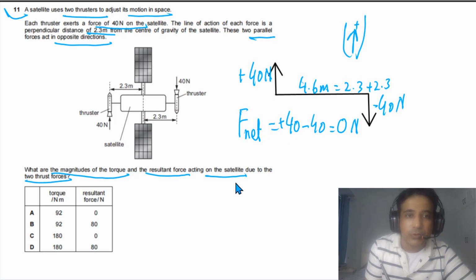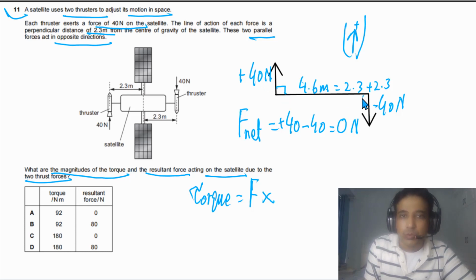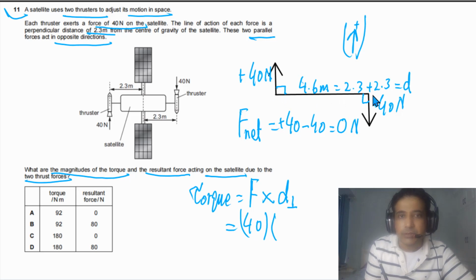The second thing we need to calculate is the torque of a couple. Torque of a couple is equal to one force times the distance between the two forces, the perpendicular distance between the two forces. Perpendicular distance in this case we can simply call d. So let's label this one, this is d, and d is the perpendicular distance. In this case, the magnitude of one force is 40, and the perpendicular distance between these two forces is equal to 4.6 meters.